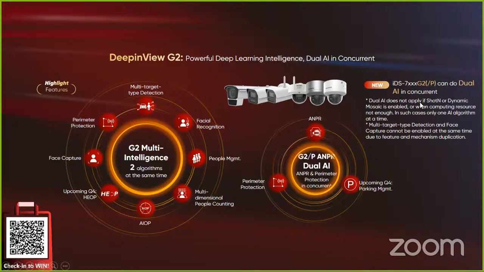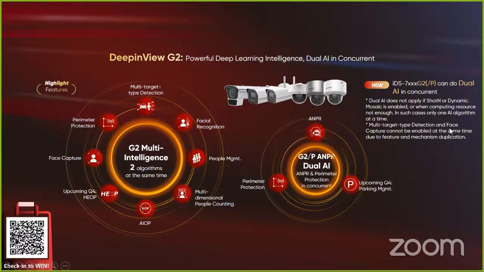The dual AI will not apply if the shortcut or dynamic mosaic is enabled, or when computing resources are insufficient. So what is the meaning of that, and why can these two not be enabled together? We will leave this to the demo part and find the answer.